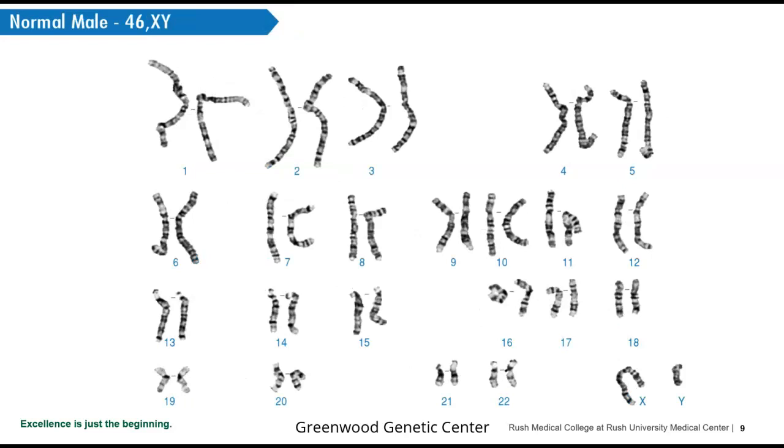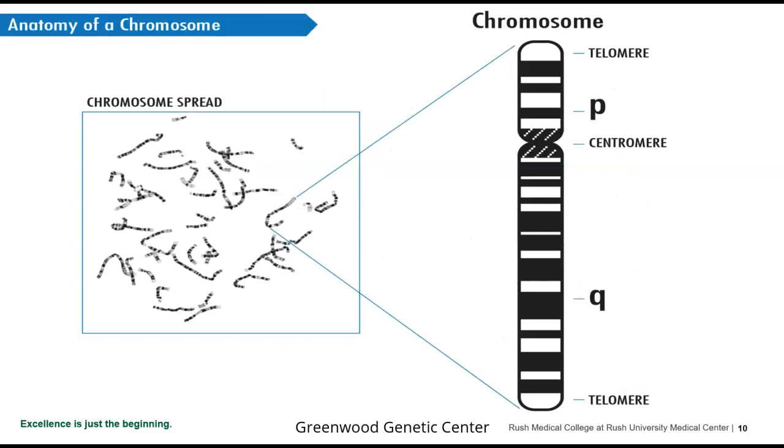And here we have the male. Again, it has a number of genes, but a lot of repetitive area. The Y chromosome determines male sex. So let's talk a little bit about the anatomy of the chromosome.